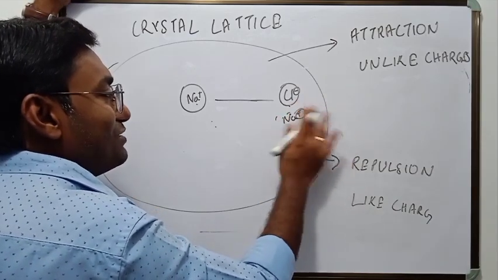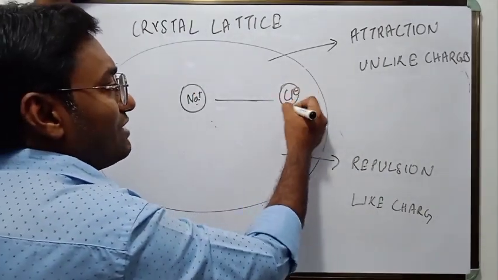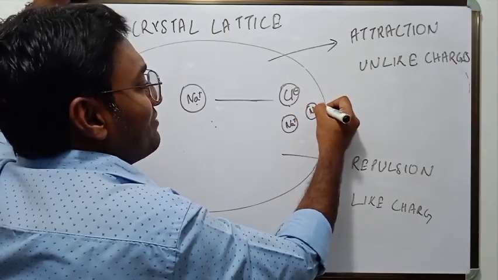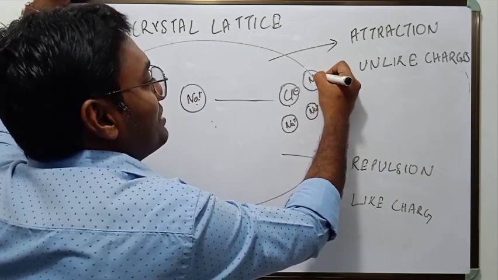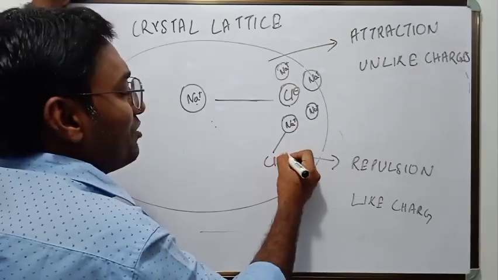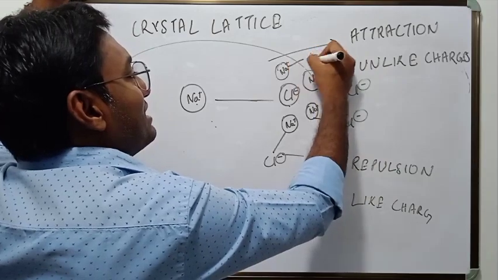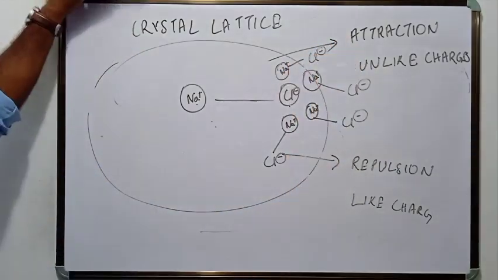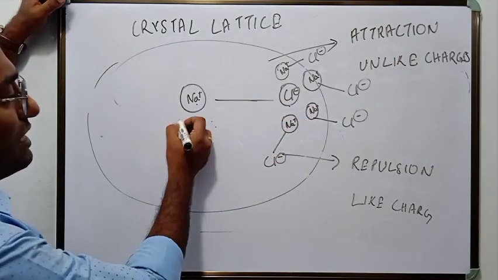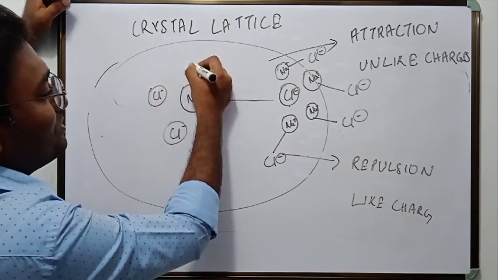So what happens is, in the arrangement of the crystal lattice, the negative ion is surrounded by positive ions, or the negative end of one molecule is surrounded by the positive end of another molecule. Correct? The arrangement is such that the negative end of one molecule is surrounded by the positive end of the other molecule, and vice versa. Here what would happen? The negative ion will surround the positive ion.